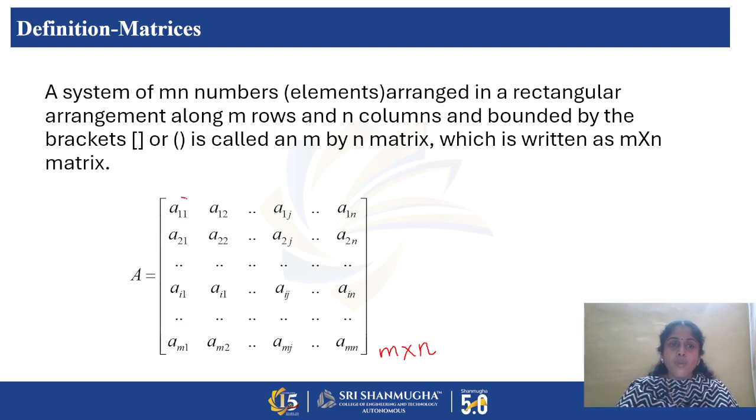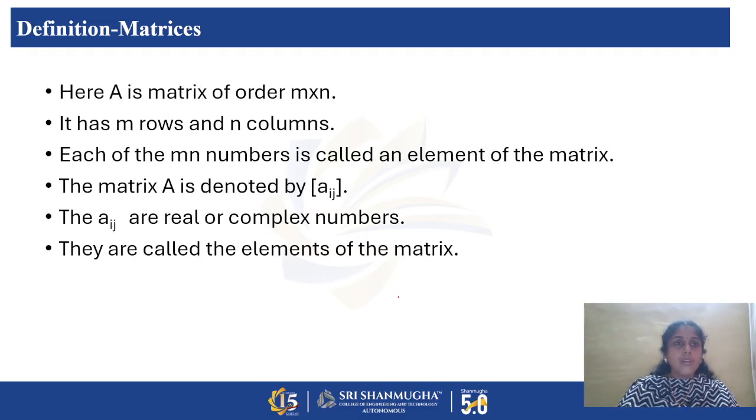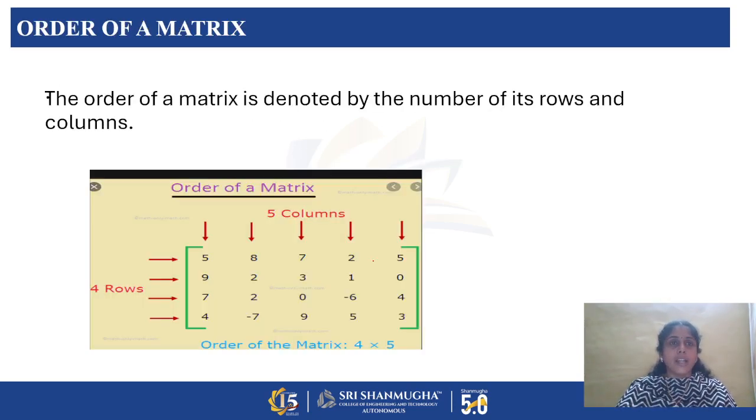So the first element is A11, and then A12 up to A1n, then A21, A22 up to A2n, and it goes on with Am1 up to Amn. So this is the basic definition of matrices. Here A is a matrix of order m cross n, and it has m rows and n columns. Each of the mn numbers is called an element of the matrix, and this matrix is denoted by Aij. The Aij are real or complex numbers, so they are called the elements of the matrix. So this is the basic definition of matrices.